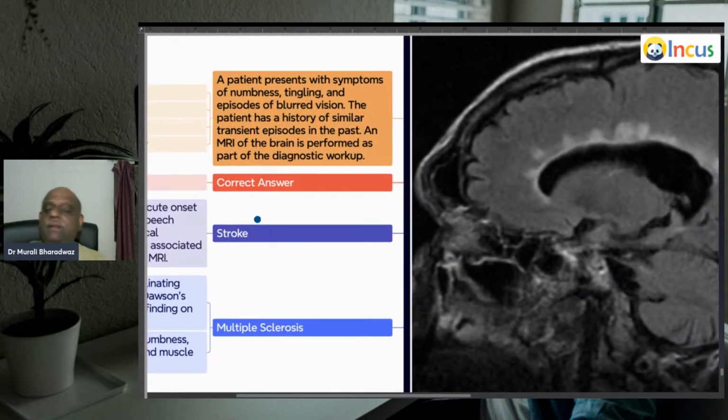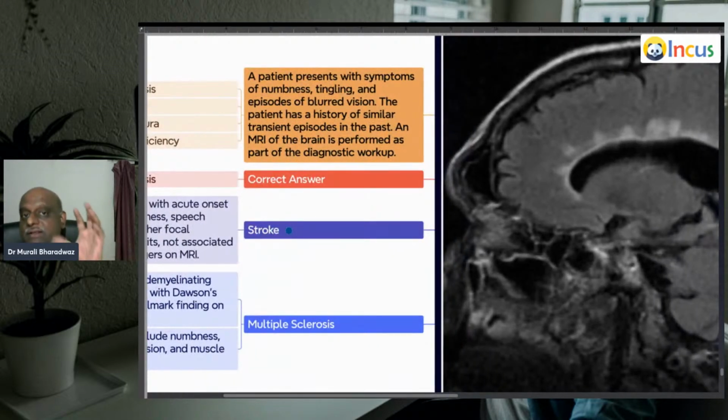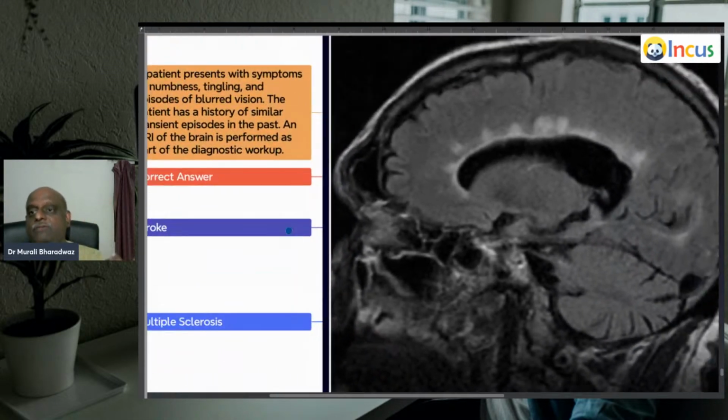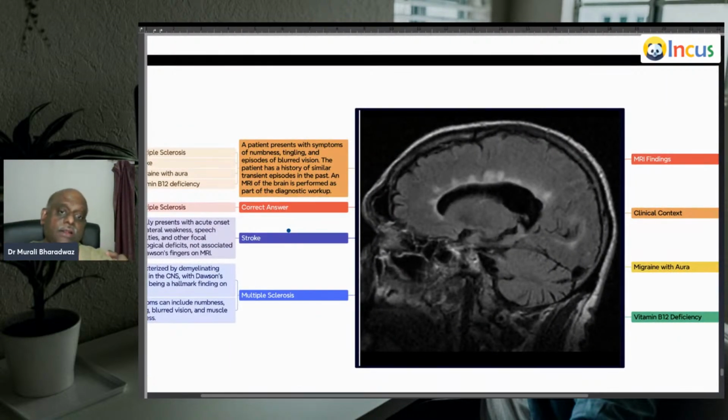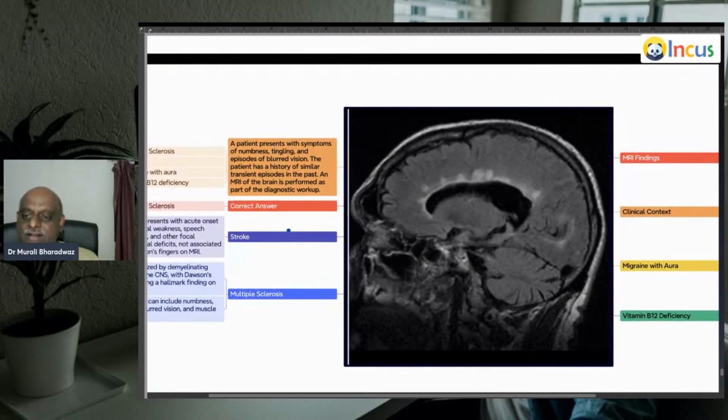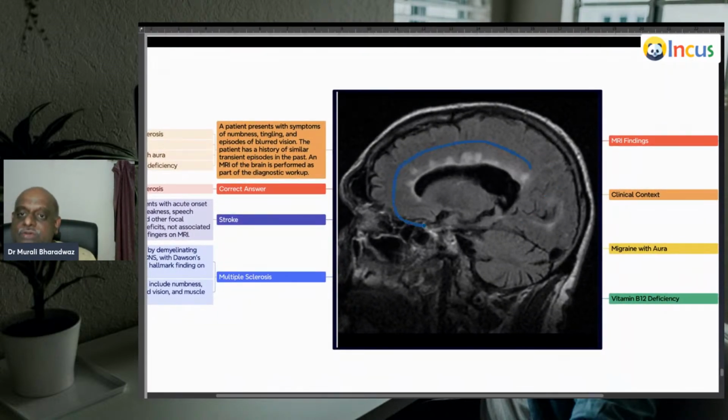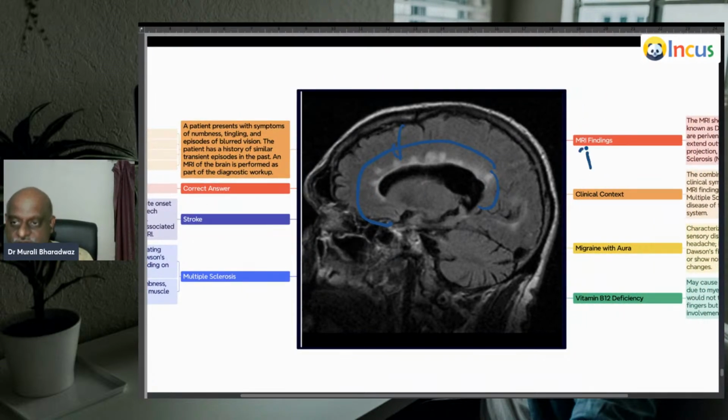A patient presents with symptoms of numbness, tingling, episodes of blurred vision, and transient episodes of similar clinical features in the past. That means lesions separated by time, separated in geography, and multiple lesions. So what do you see here, doctor? Typically in the corpus callosal area, you are able to see the opacities which are called Dawson's fingers, caused by the demyelination of multiple sclerosis. That is what you need to remember.